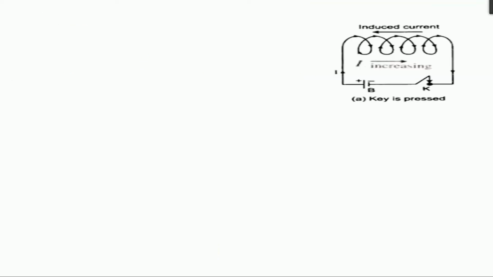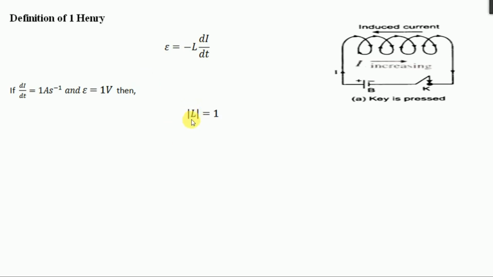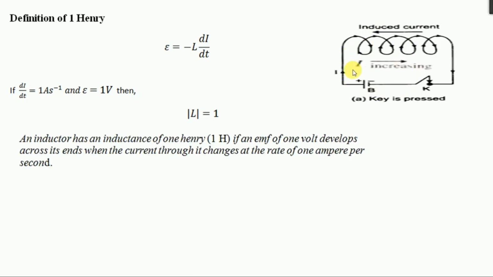Now let's define 1 Henry. I'll use the formula for EMF. So EMF is equal to minus L di dt. If you put di upon dt equal to 1 ampere per second, and if this E is 1 volt, then the coefficient of self induction will be 1. I am writing the modulus because I don't want to write this minus sign, so this modulus will take away the minus sign. So if we change the current through this coil by 1 ampere in 1 second, and if the induced EMF is 1 volt, at that time the coefficient of self induction of this coil is 1 Henry.